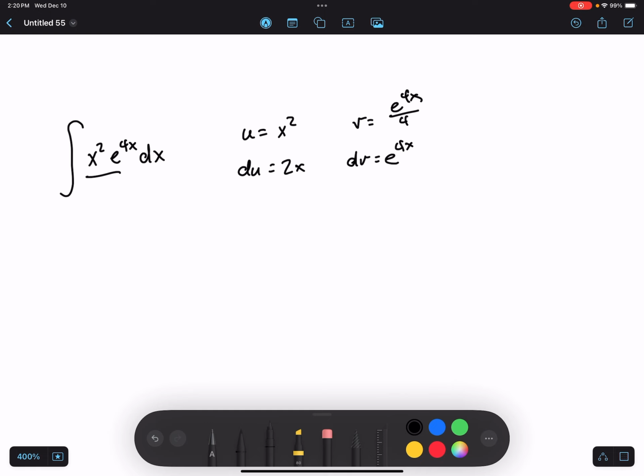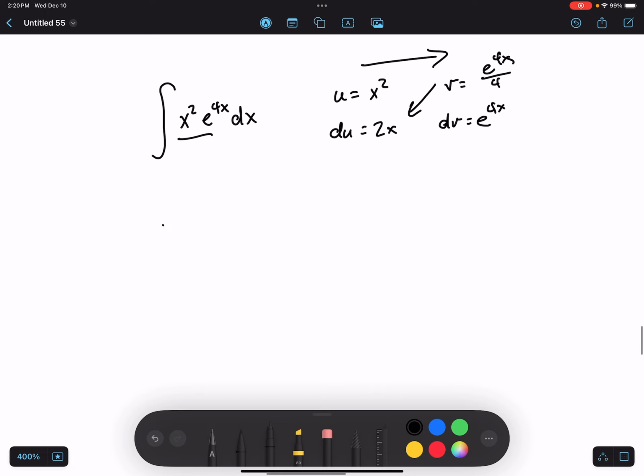Now, because this is integration by parts, we'll go across and then down over. And so what we're left with then is x²e⁴ˣ all over 4 minus the integral. We've got a 2 here, we've got a 4 there, so that'll be 2 over 4 out front, which is 1/2. And then we'll have e⁴ˣ times x dx in the integral.